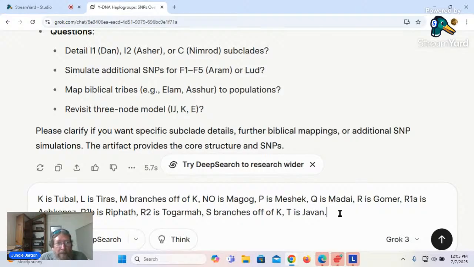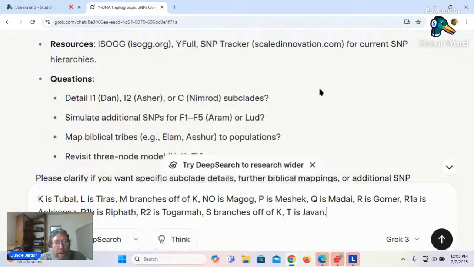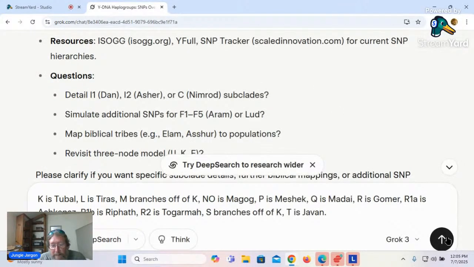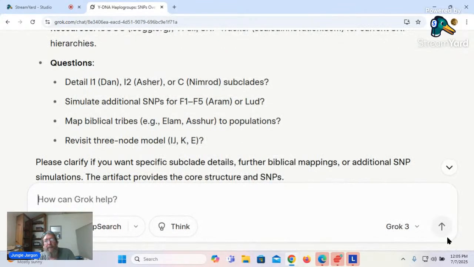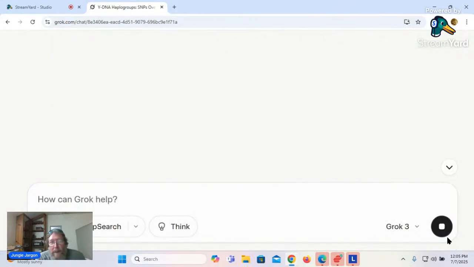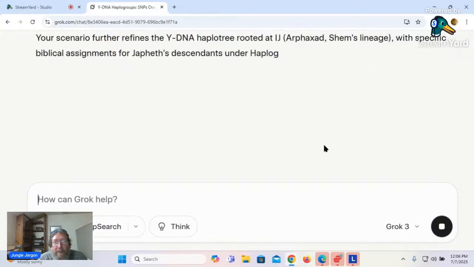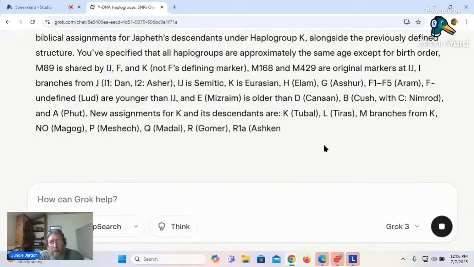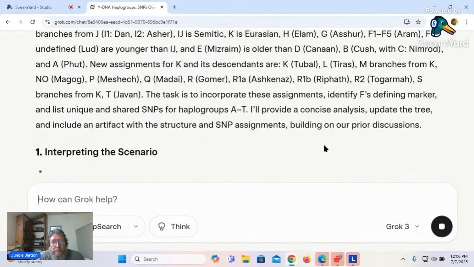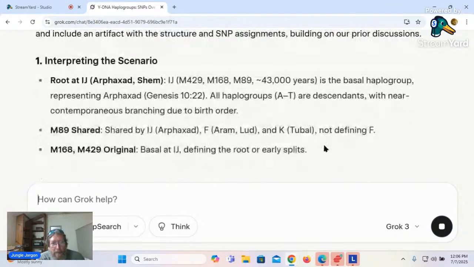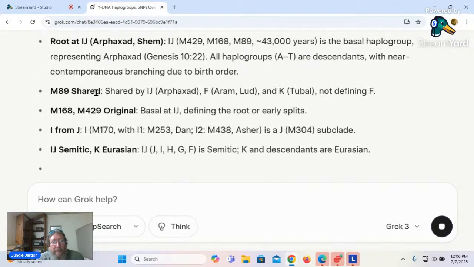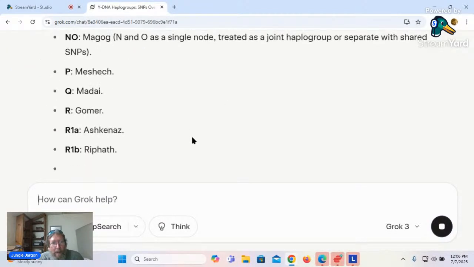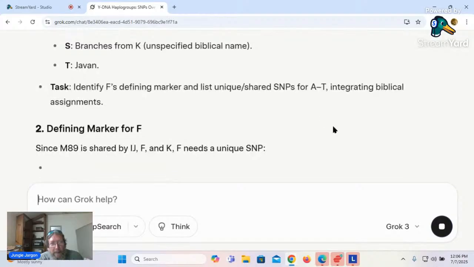Okay. What else do I got to say here? Anything? That's good enough for that now. See if you can come up with a graph for me. Maybe I can copy this graph. Or save that graph. Okay, shared by IJ. There we go. Now we're getting somewhere.